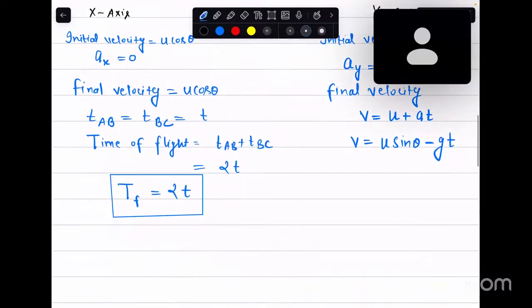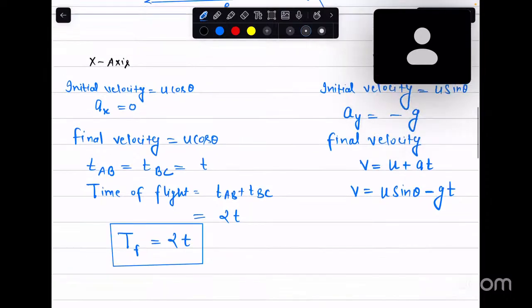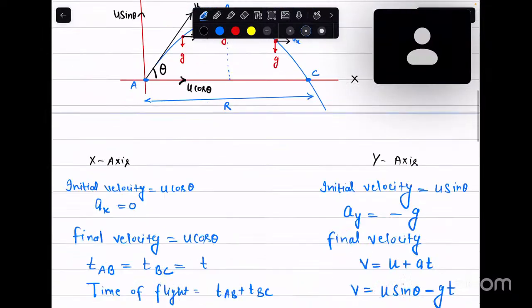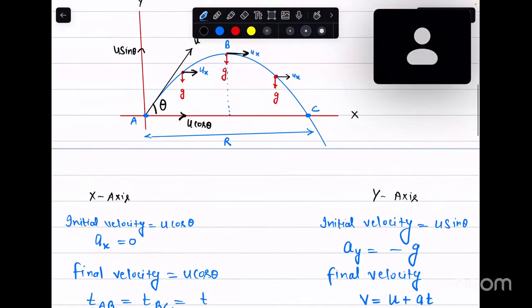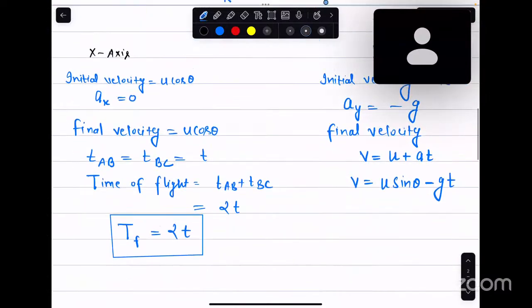Understood? If we know the time, we can find out the velocity at that instant. Let's say from here to here we are given a time of 5 seconds. So if I put 5 seconds in this equation, I will get the speed at a particular point P, whatever the name of this particular point is. Understood? Are you getting it?